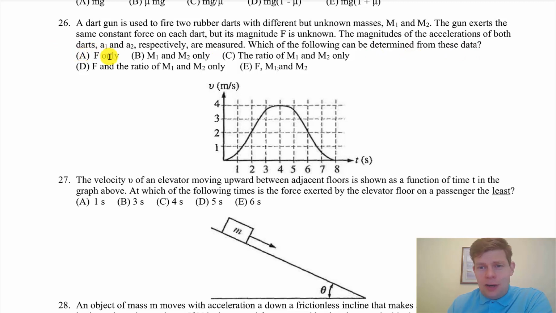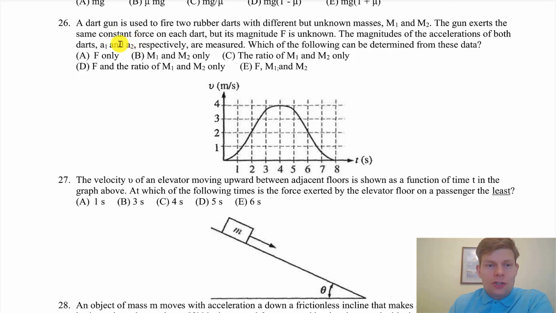Really, we can't solve for F because we don't have M, even though we have A. We can't solve for M1 and M2. To do that, we need the force. If we had the force, we could easily solve for M1 and M2 just using F net equals MA. But what we can do is solve for the ratio of M1 and M2 only. So if one of them accelerates twice as fast, it's half the mass of the other guy.